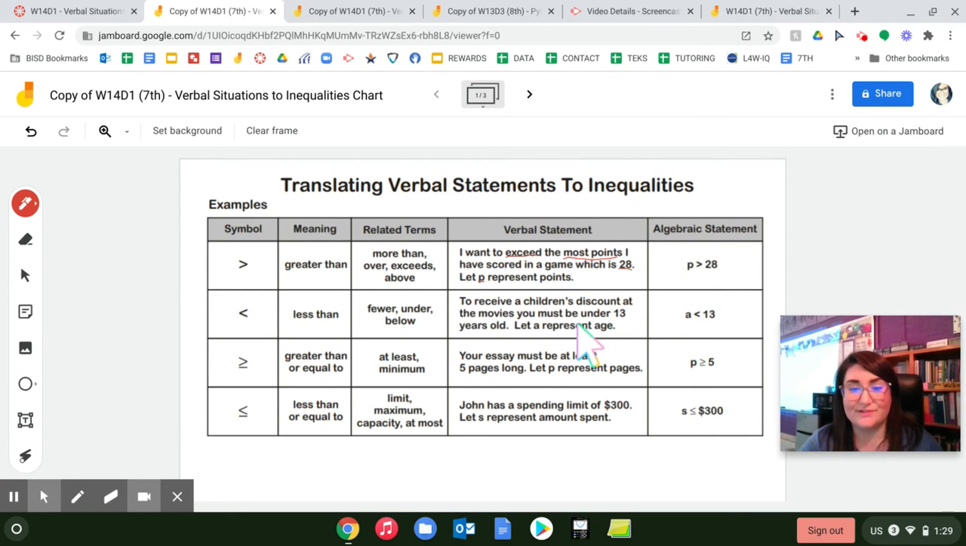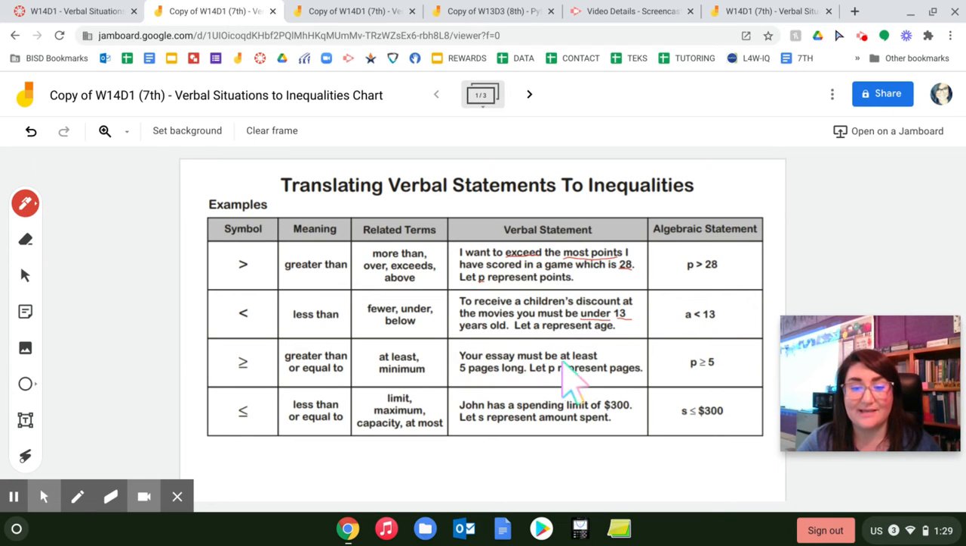The next one: to receive a children's discount at the movies, you must be under 13. Now, does it say 13 or under, or does it just say under? You need to think about that because that could be the difference between less than and less than or equal to. Under 13 means that it's just less than 13. Once you hit 13, you don't get a discount anymore. So A is less than 13.